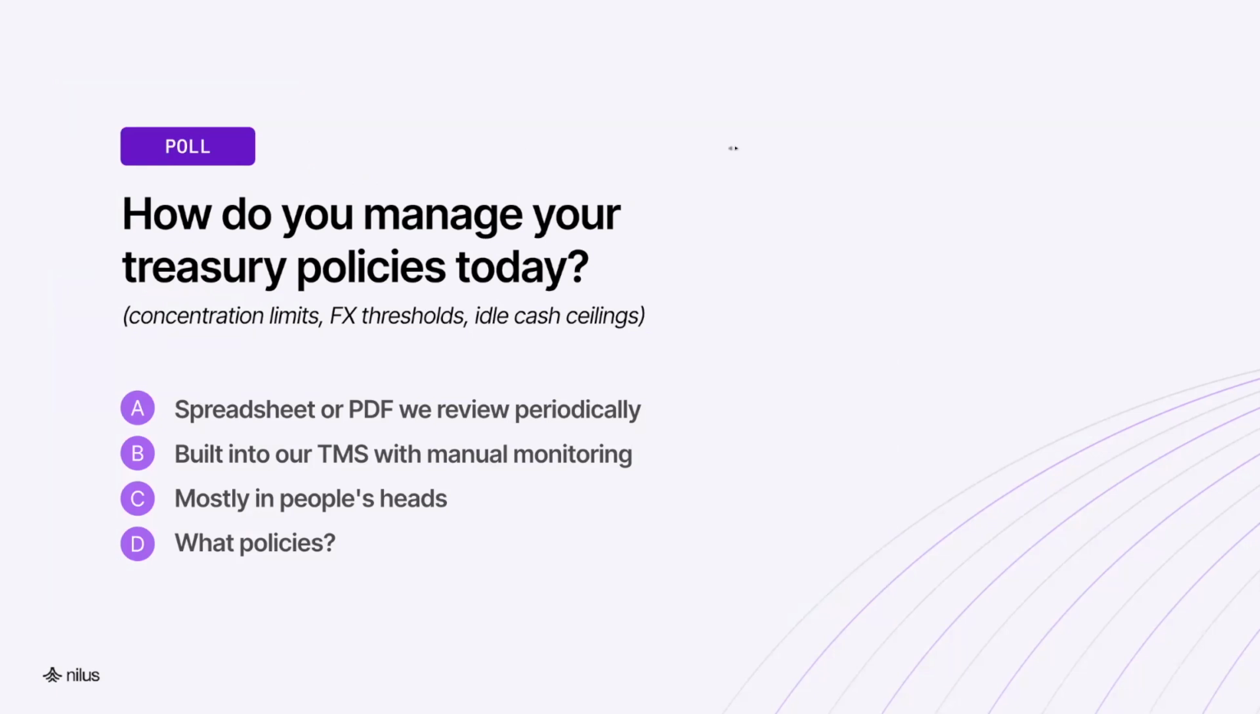How do you manage your treasury policies today? Concentration limits, FX thresholds, idle cash ceilings, that type of thing. Are those rules that are supposed to keep you safe? How are you tracking them?